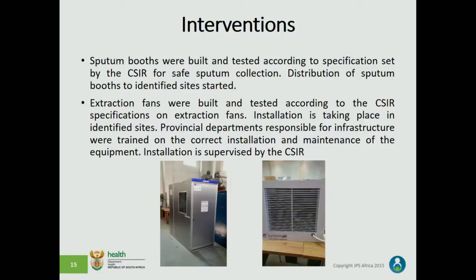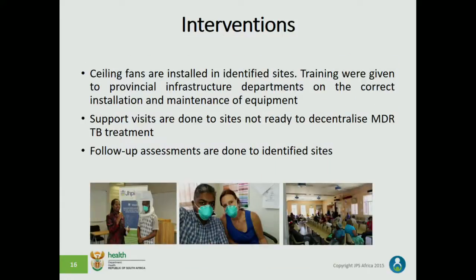So we prioritize the sites where the sputum booths had to go. Extraction fans were built, not bought, built, and tested according to the CSIR specifications on extraction fans. Installation is taking place at identified sites, and the provincial departments responsible for infrastructural development were trained on the correct installation and the maintenance of all the equipment. The same happened with the ceiling fans, where there are UVGI lights.